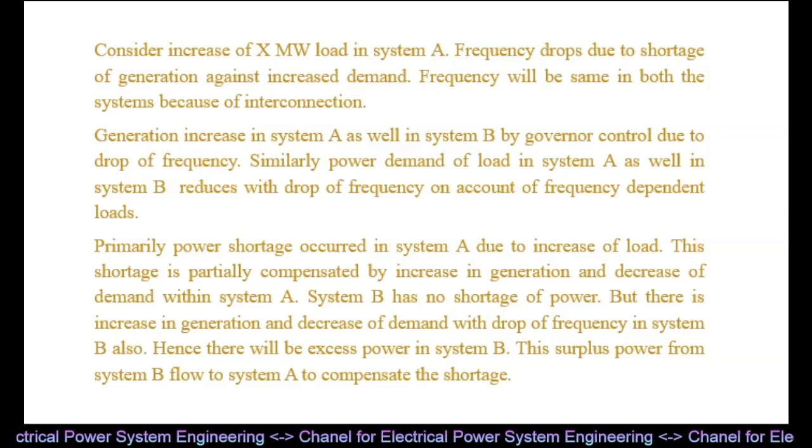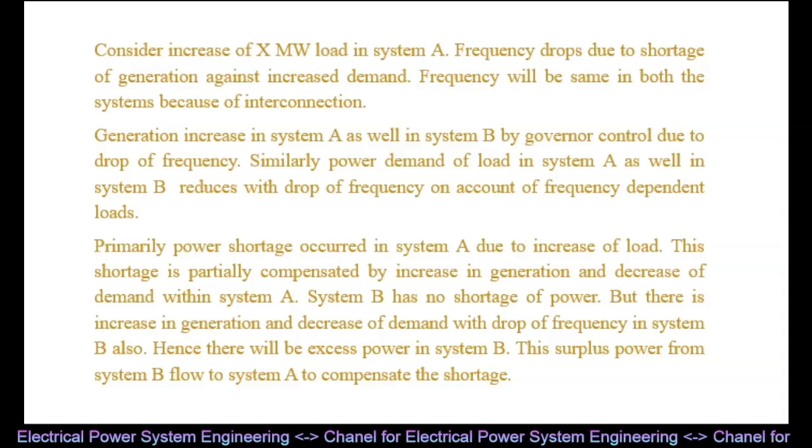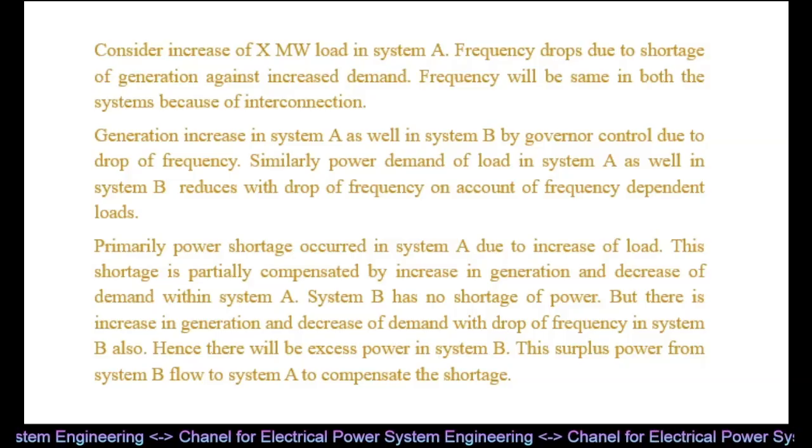Primarily, power shortage occurred in system A due to the increase of load. This shortage is partially compensated by increase in generation and decrease of demand within system A. System B has no shortage of power, but there is an increase in generation and decrease of demand with the drop of frequency in system B also. Hence, there will be excess power in system B. This surplus power from system B flows to system A to compensate the shortage.